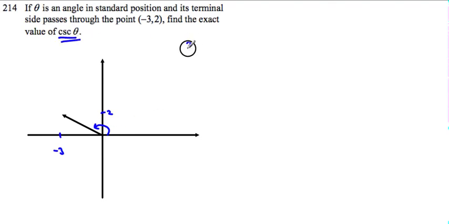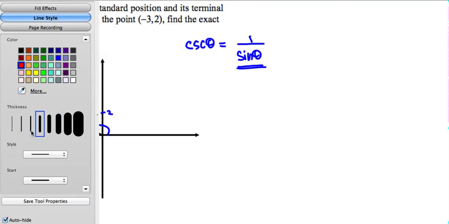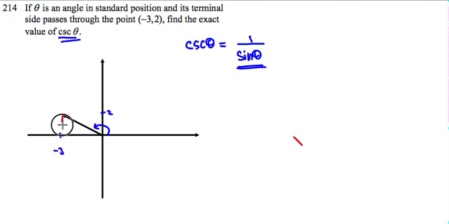You see, cosecant theta is equal to 1 over sine theta. So if we can find the sine ratio, then we just have to take the reciprocal of that. In this case, what I can do is bring this line segment down. Then we can see that this height is equal to 2, and this length is negative 3.